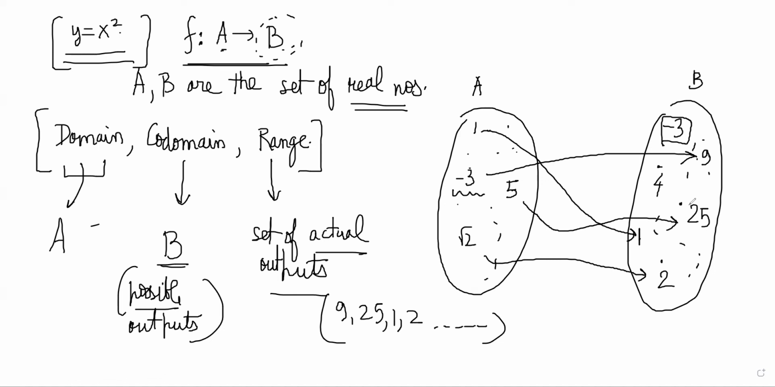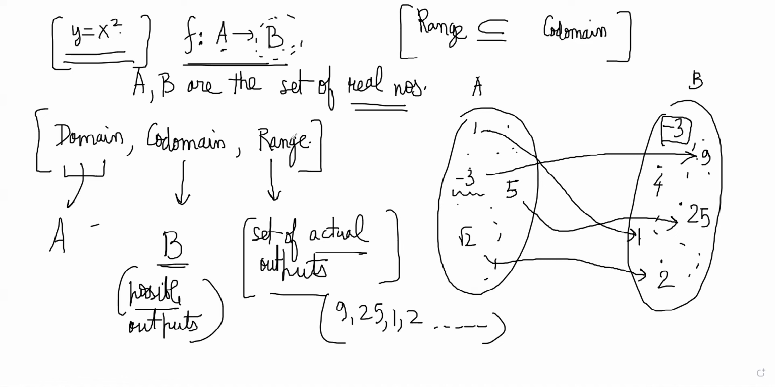Only the positive numbers in the set B can be in the range, right? Whereas set B had negative elements also, correct? So you will say that the codomain and range are connected like this. Range is a subset of codomain. You understand what I'm saying? Range is a subset of codomain.